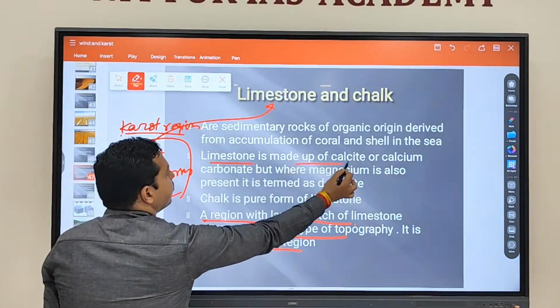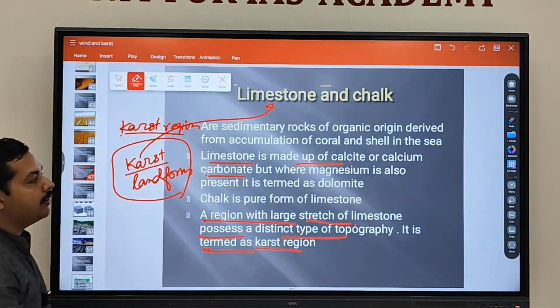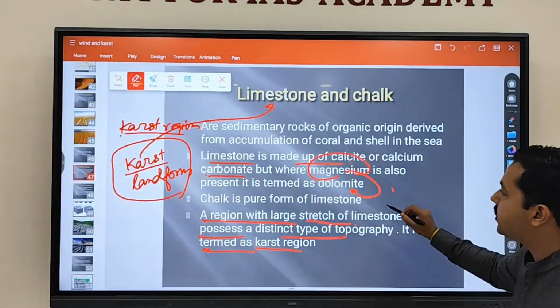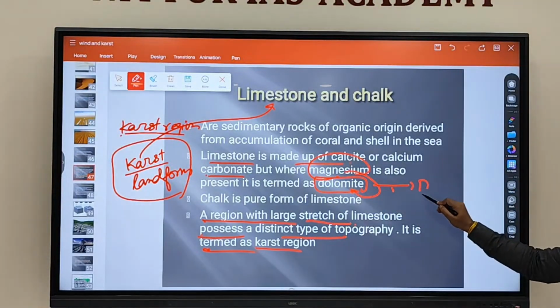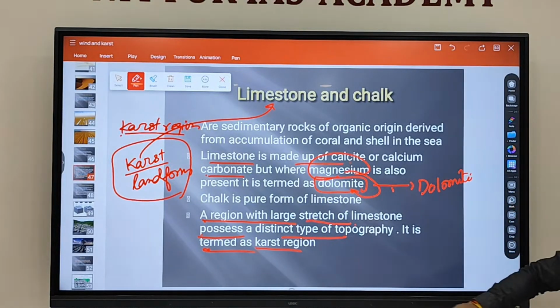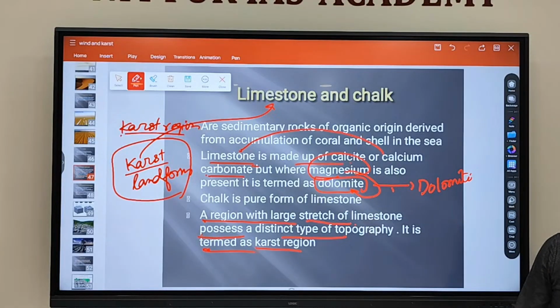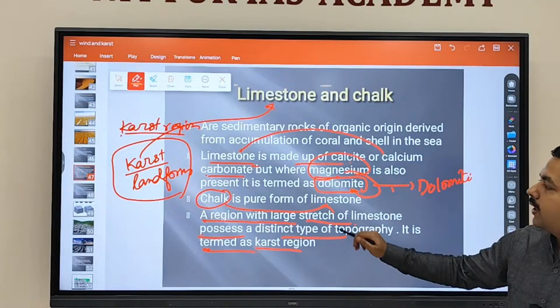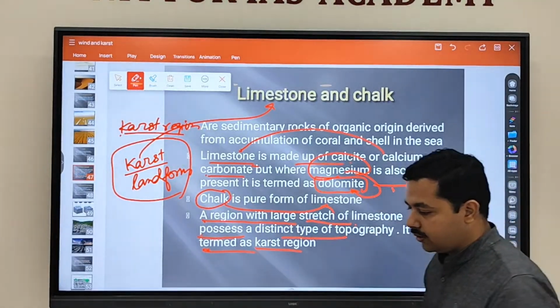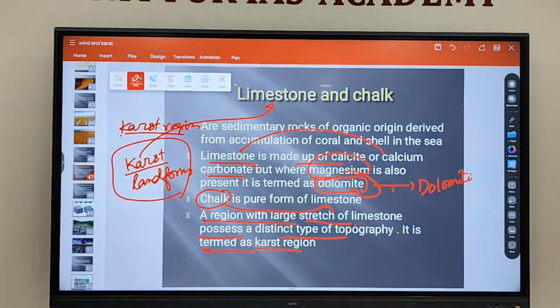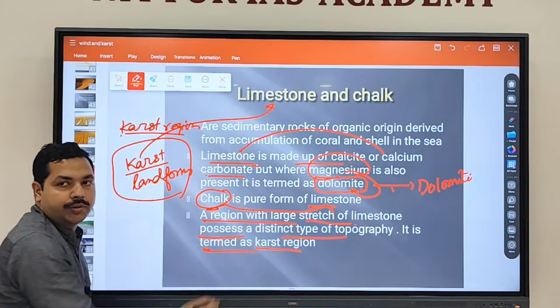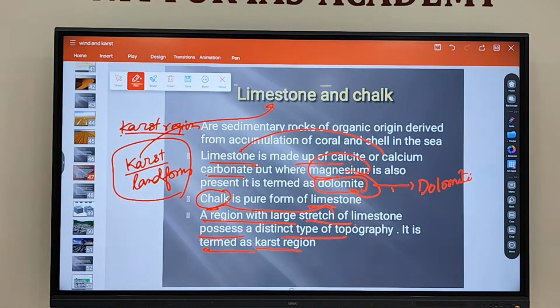And limestone is made up of calcium carbonate, as we discussed, CaCO3. But if magnesium carbonate is also present along with it, then it is called dolomite. And chalk is basically the purest form of limestone. Fine. So these are important terms you have to keep in mind. What is a karst region? Purest means no impurities are there. Chalk is the purest form of limestone.